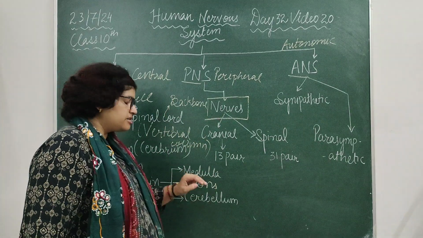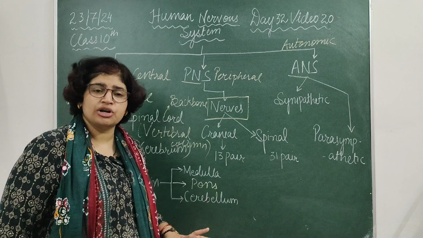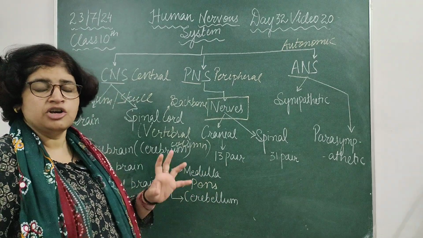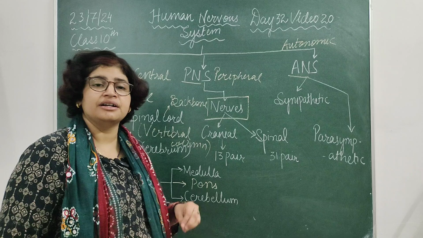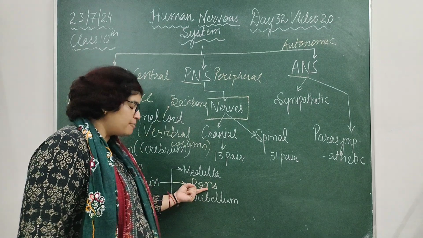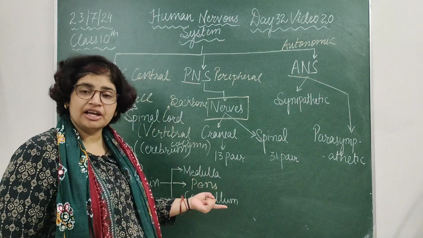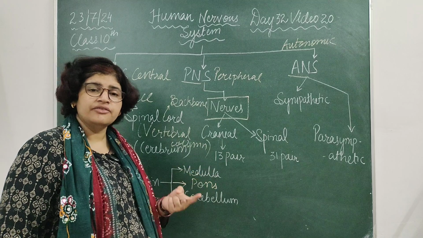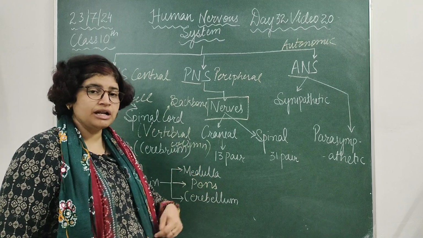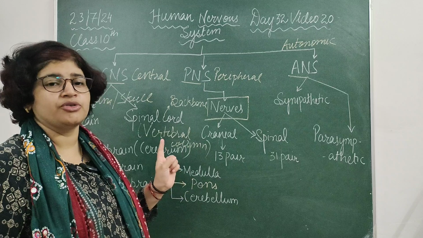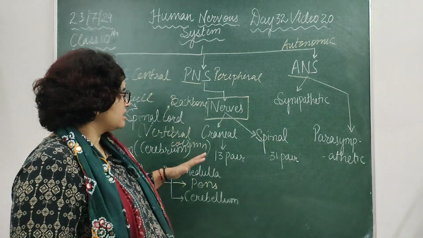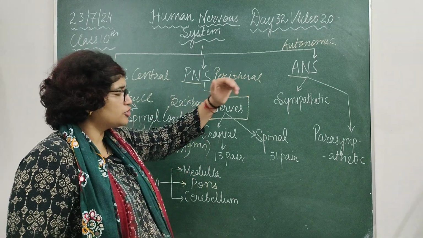Okay. Next is the medulla. Medulla helps to control our involuntary actions, which are generally performed by your internal organs. Third is the pons. Pons helps to control only the respiration. It controls our respiration rate, respiration process. Fine. Let's come to autonomic nervous system.